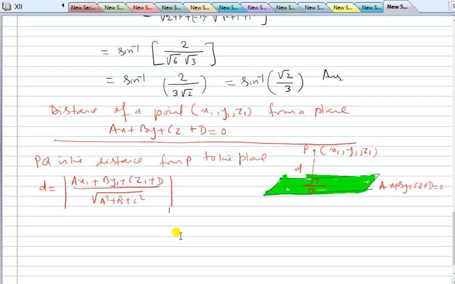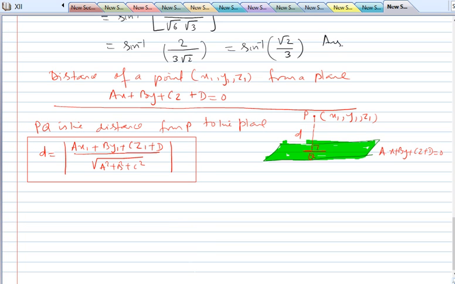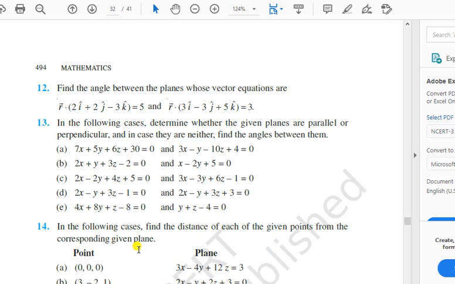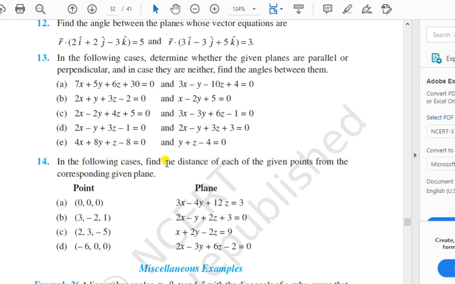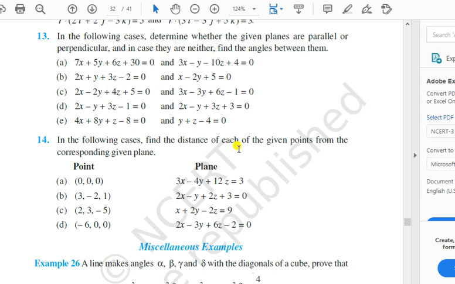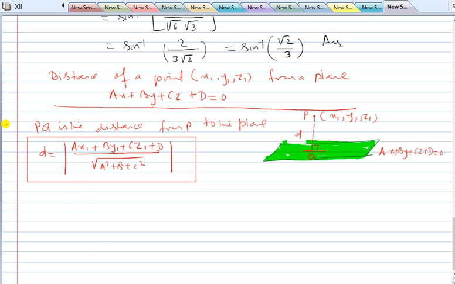Okay, since it is distance, so I must take the modulus of that, right? So let me solve some questions on it. This type of questions will be, in the following cases determine whether the given lines are parallel or perpendicular and find the angle. This is question number 14. In the following cases find the distance of each of the given points from the corresponding given plane. Suppose I take 3 minus 2 1 and 2x minus y plus 2z plus 3 equals to 0. Okay, so let me take up one question.